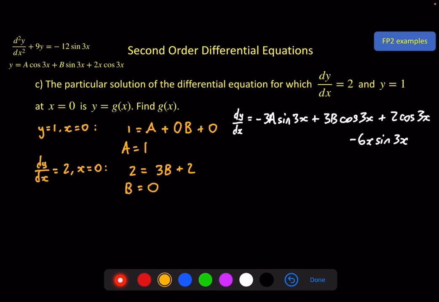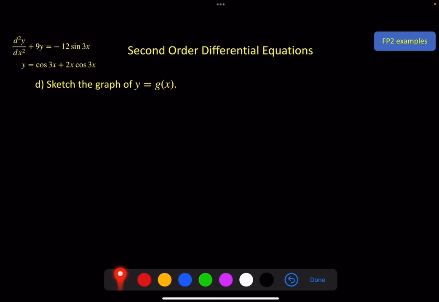So if a is 1 and b is 0, then g of x must be cosine 3x. The sine term is not there because b is 0, and then plus 2x cosine 3x. And this is the final equation for the particular solution of this differential equation. The last part of the question asks us to graph this. Now graphing this is easier if you factorize. So let's have y is equal to cosine 3x, 1 plus 2x.